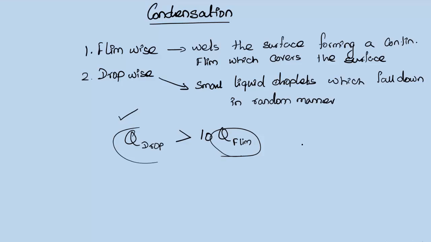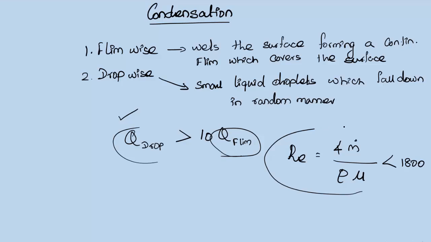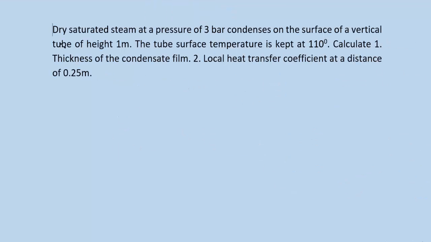For film wise condensation, Reynolds number equals 4 into mass flow rate m dot divided by density rho into mu, which will be less than 1800, right? This is what we are going to follow in the problems. Now let us go to the problems. Take the first problem.